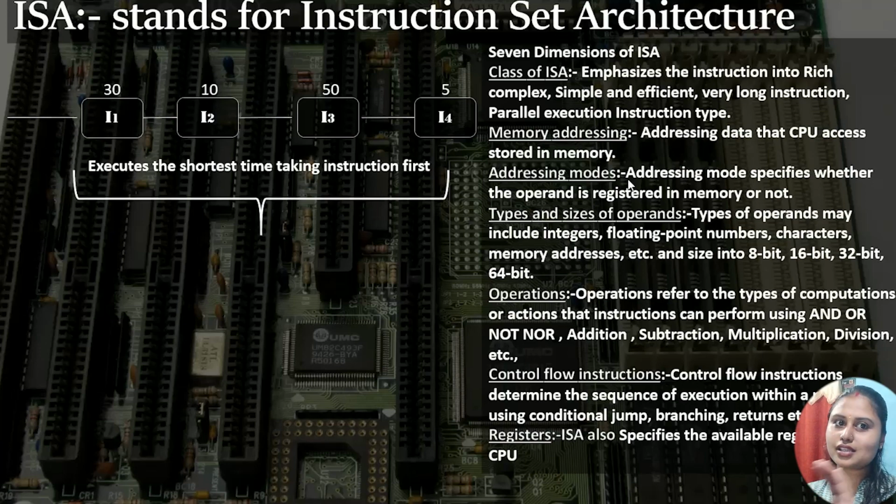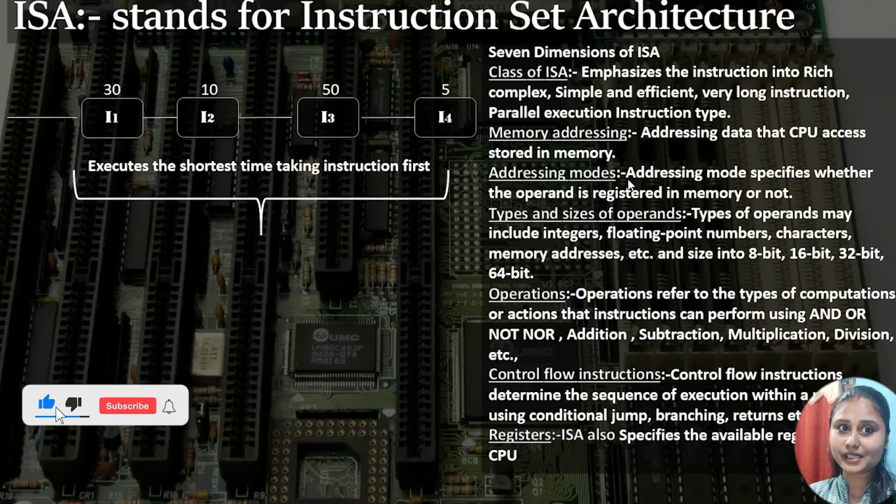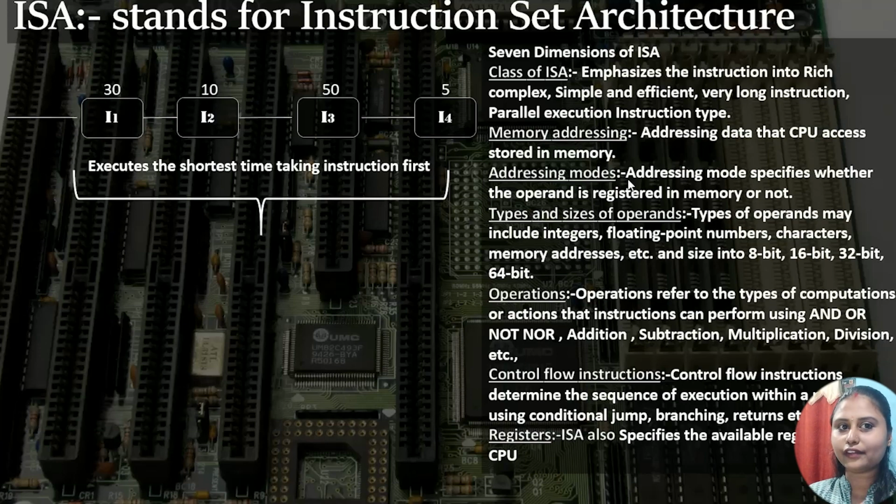This instruction processing will be done using several dimensions like class of ISA, memory addressing modes, etc. For example, class of ISA means it will emphasize the instruction based upon how rich the complexity of the program is, how simple the program is, how efficient it is, how long the instruction is. Based upon that, the bandwidth or the capacity of the instruction increases, and the CPU will decide which one to execute first. Also, it will check for memory addressing, on which location the data is stored, which can be fetched easily or earlier, and addressing mode, whether the instruction is already registered in the CPU or yet to be registered. This kind of addressing will be analyzed.